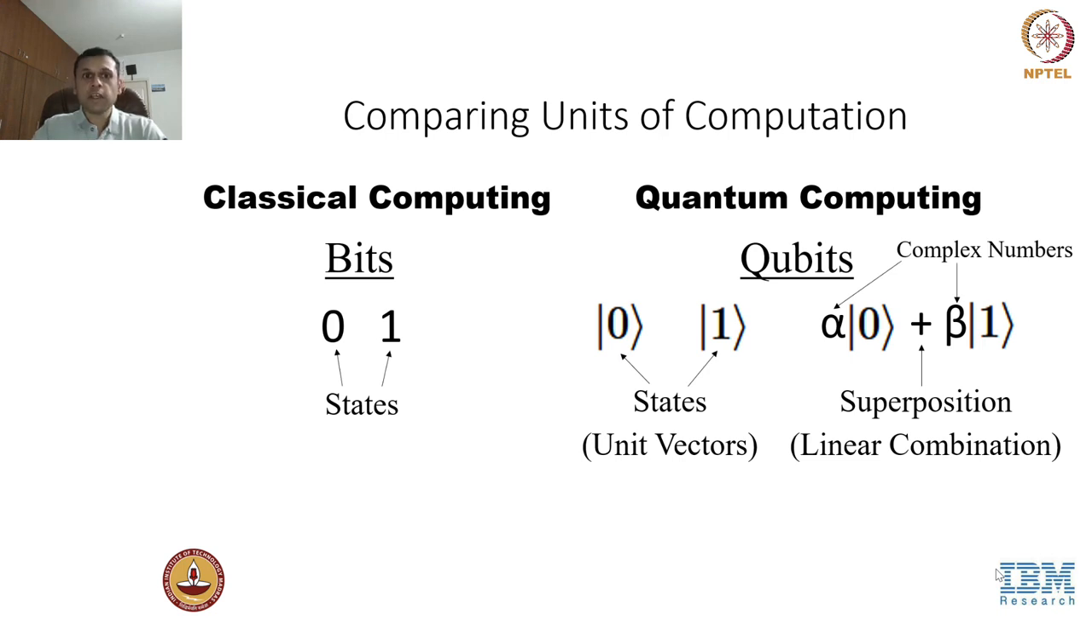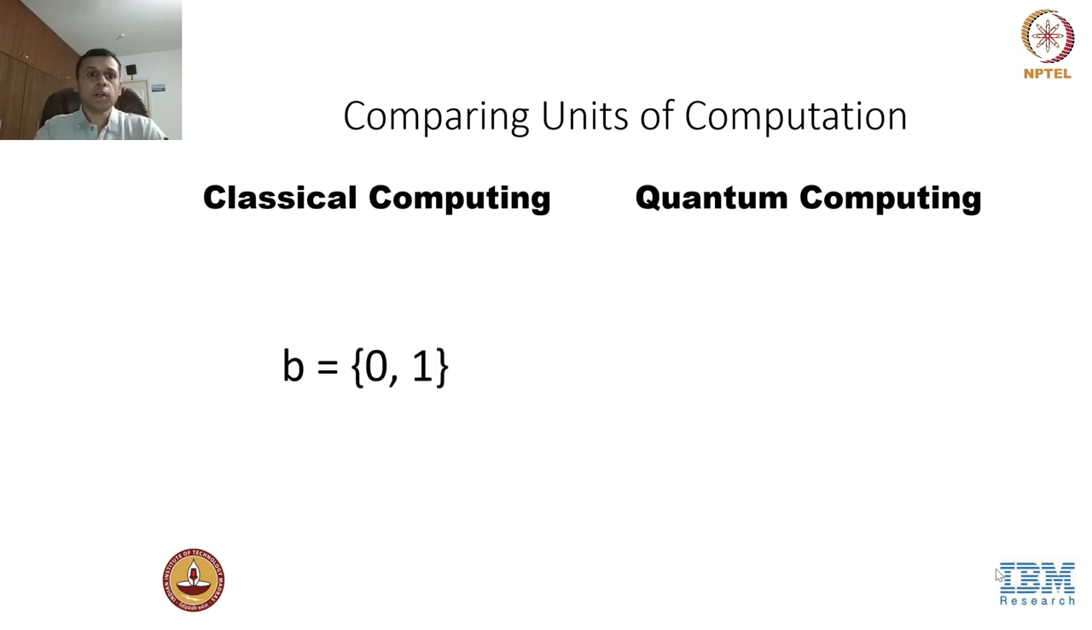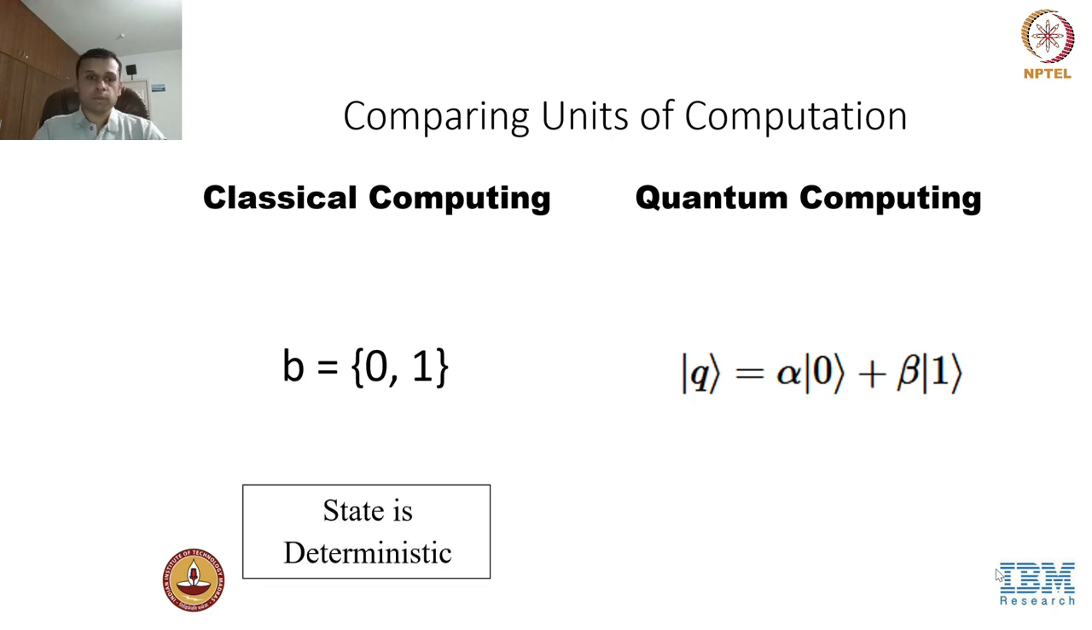But suffice to say that in classical computing, we only have two states, whereas in quantum computing, you can have qubits that lie on a continuous scale. And that's what we see here. A bit can assume only one of two values, 0 or 1, whereas a qubit can assume any value alpha|0> + beta|1>, where alpha and beta are any complex numbers.